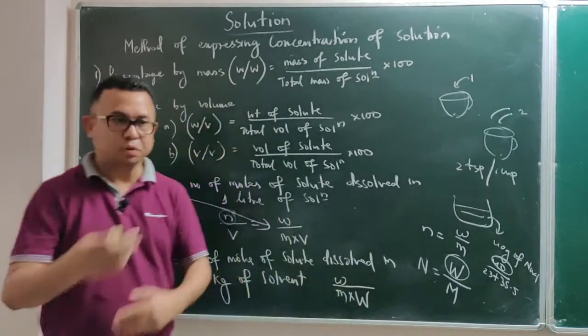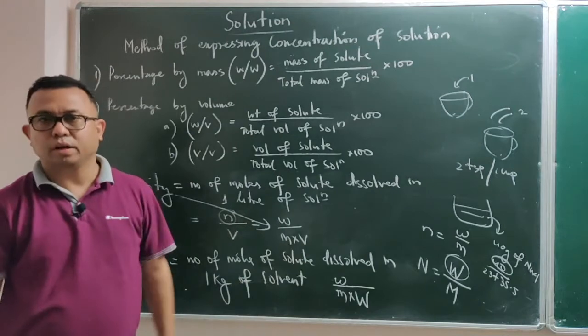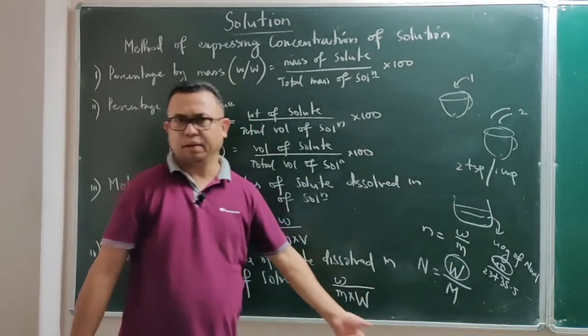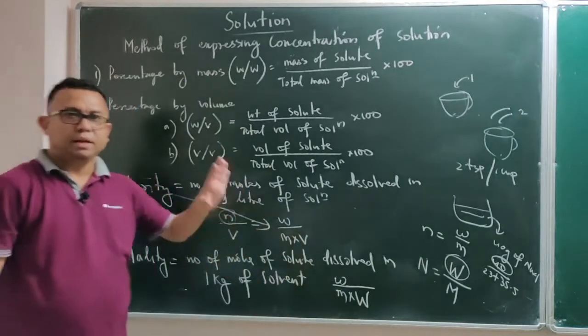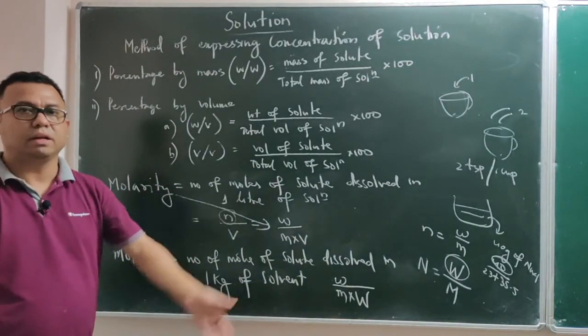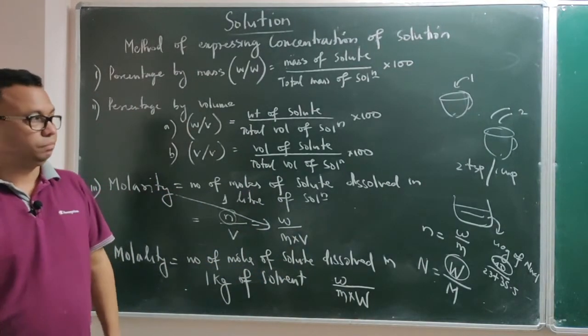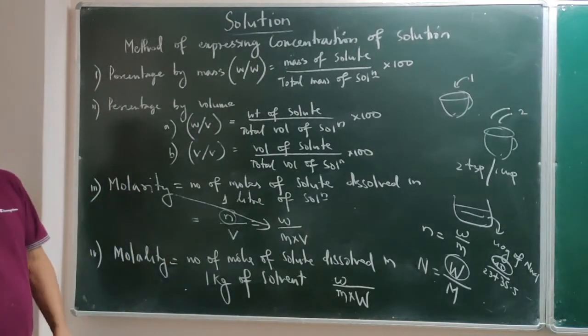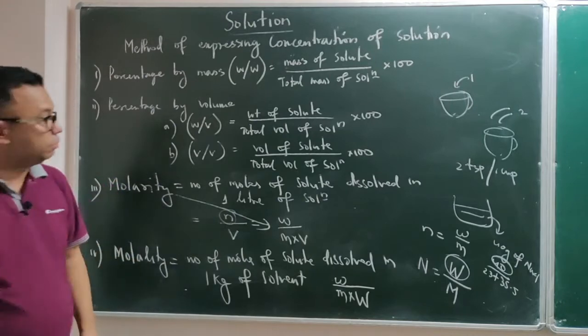Again I am repeating; they may give it in gram. Don't forget to convert that gram into kg by dividing by 1000. If it is already given in kg, you will keep it as it is, but in case it is given in gram, you will convert that gram into kg. So these are 4 different ways in which you can express concentration. Now we have some more.